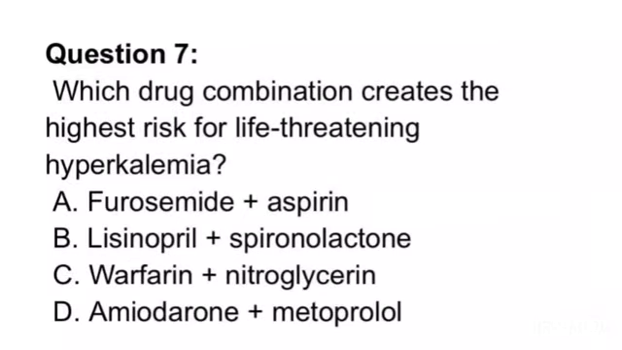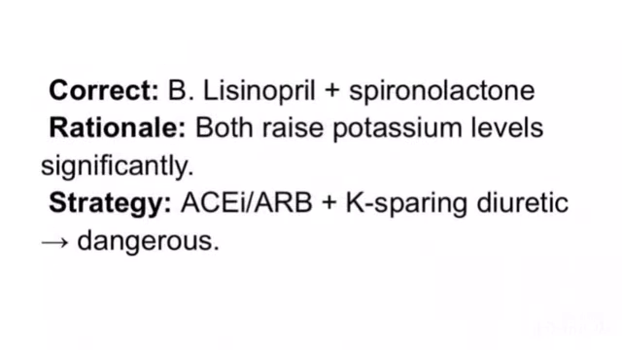Question 7. Which drug combination creates the highest risk for life-threatening hyperkalemia? A. Furosemide plus aspirin. B. Lisinopril plus spironolactone. C. Warfarin plus nitroglycerin. D. Amiodarone plus metoprolol. Correct: B. Lisinopril plus spironolactone. Rationale: both raise potassium levels significantly. Strategy: ACEI/ARB plus K-sparing diuretic is dangerous.